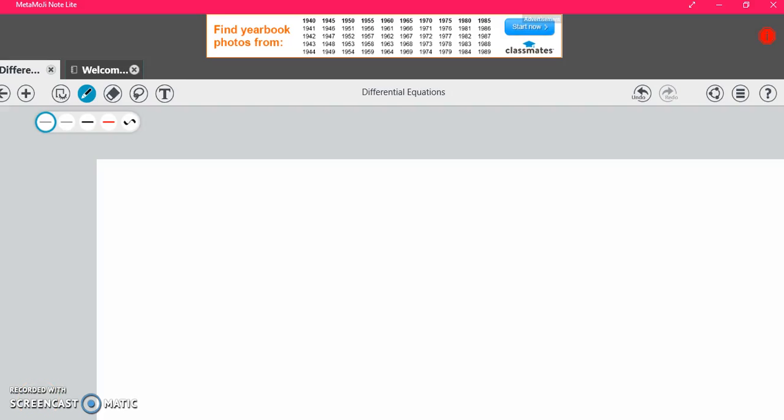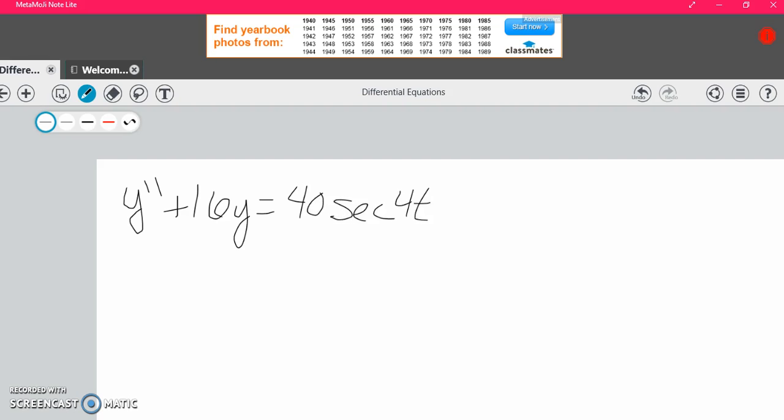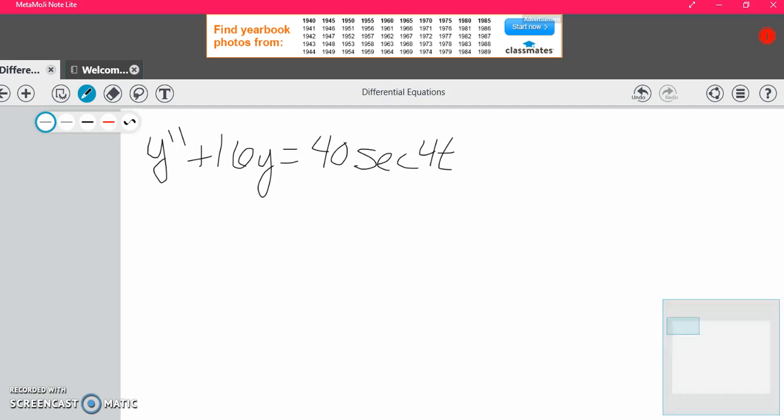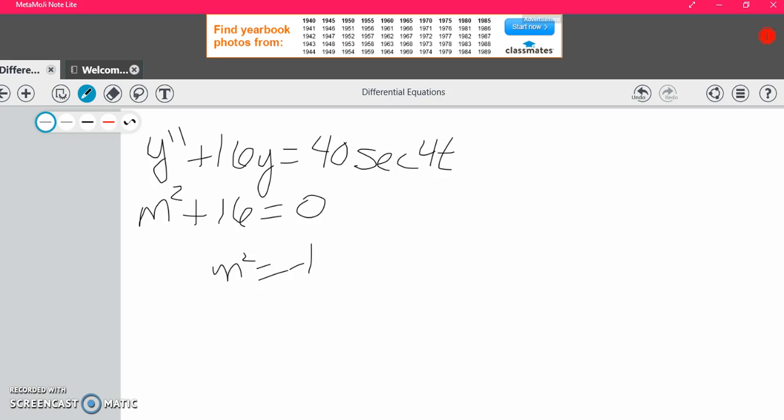Okay, this is problem 4 from the WeBWorK homework number 10. So our original problem is y double prime plus 16y equals 40 secant 4t. First thing we have to do is solve for m. We get m squared equals negative 16.